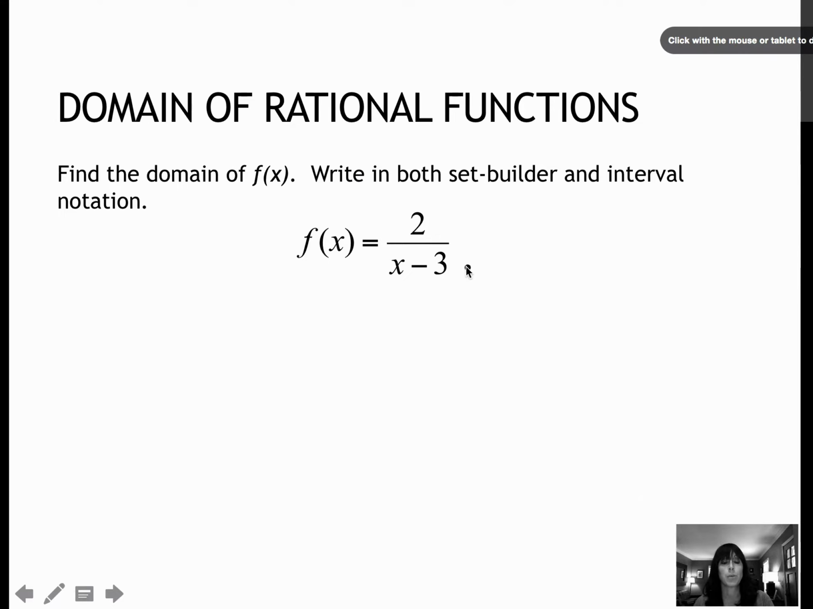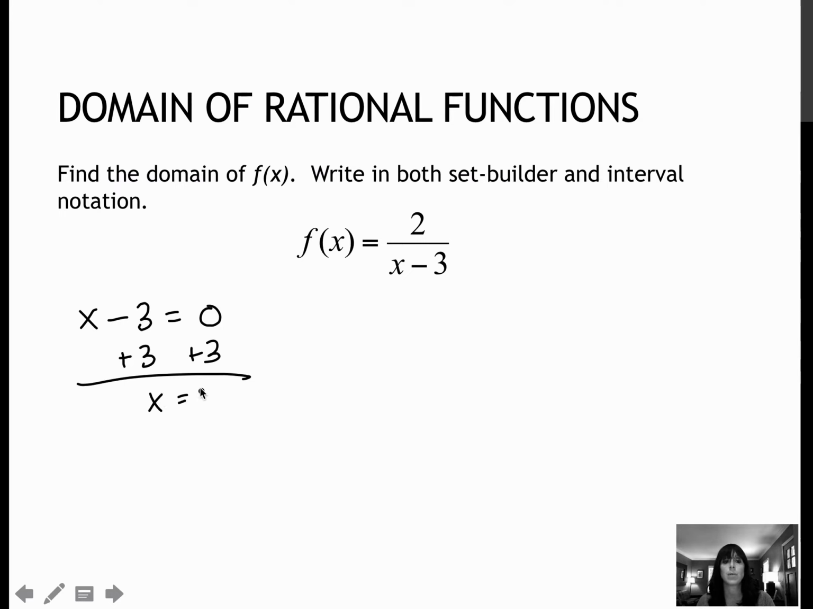This one should look familiar. We've looked at it before. Find the domain of the function. So I'm going to write x minus 3. I don't really care about the 2. x minus 3 equals 0. I would add 3 to each side and get x equals 3.